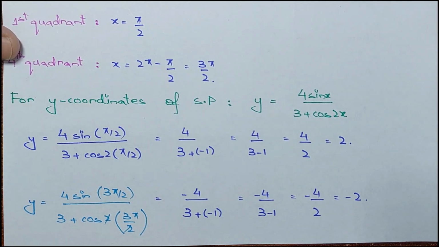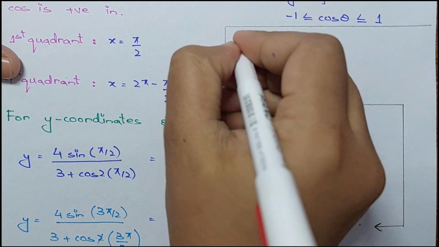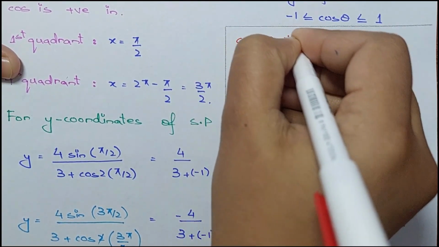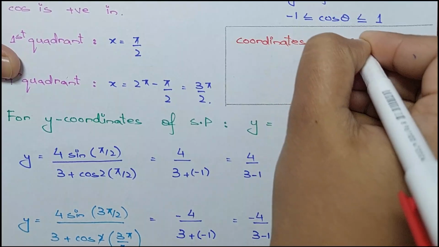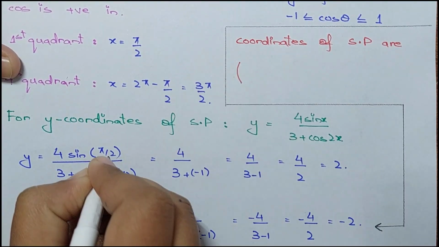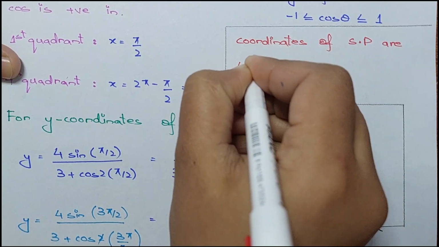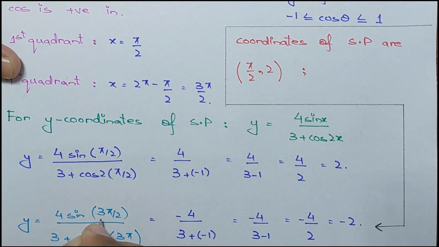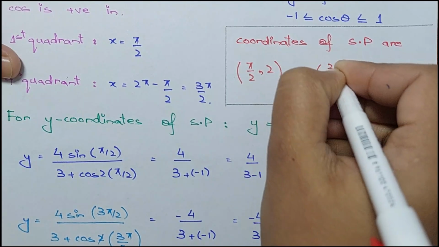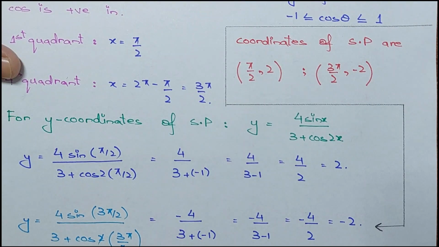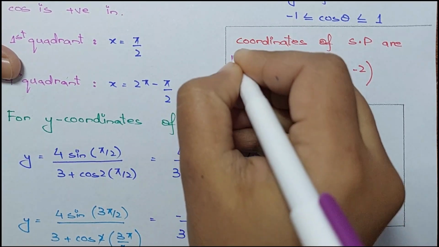Now we can write down the coordinates of the stationary points. The coordinates of the stationary points are: when the x value is pi by 2, the y value is 2, so pi by 2 and 2, and the other is 3 pi by 2 and negative 2. These are the only two coordinates of the stationary points.